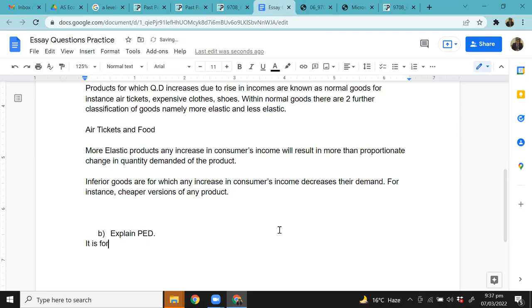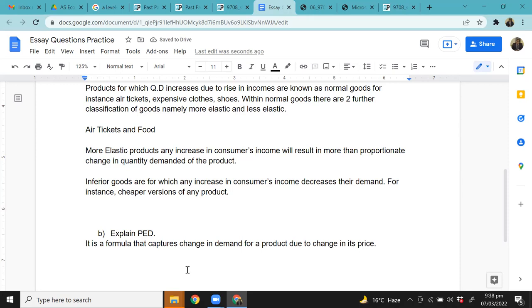It is a formula that captures change in demand for a product relative to change in its price. Any confusion, students? Simple, easy. Then you can obviously write down the formula. It's simple. We have seen it a couple of times. We are absolutely clear on it.